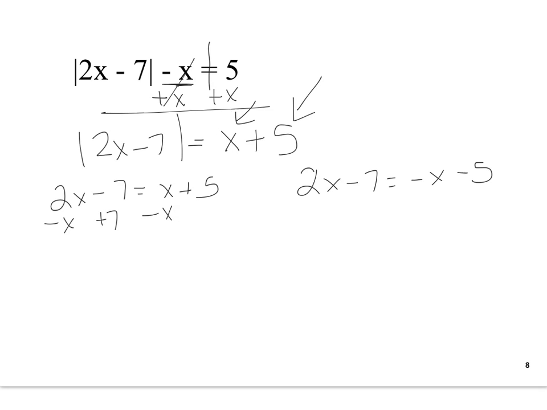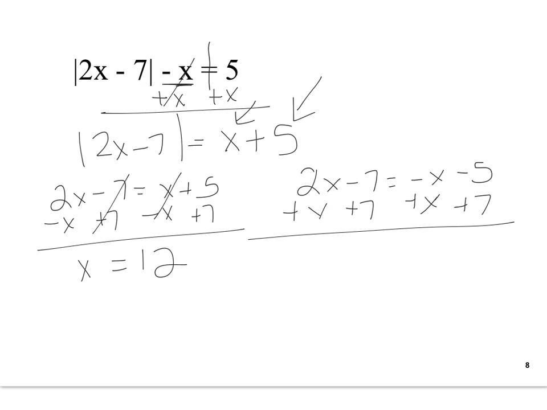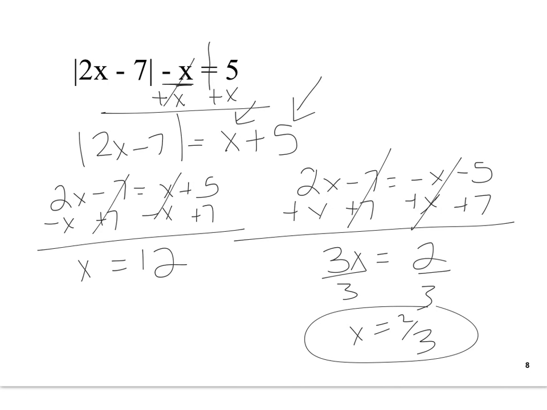So subtract x. I'm just doing it in one step. So x equals 12. And then add x, add 7, and I get 3x equals 2. Well, that's annoying. Divide by 3, and x is 2/3. So it's a fraction, it's not a big deal. And that's it. So hopefully you understand how to solve absolute value equations.